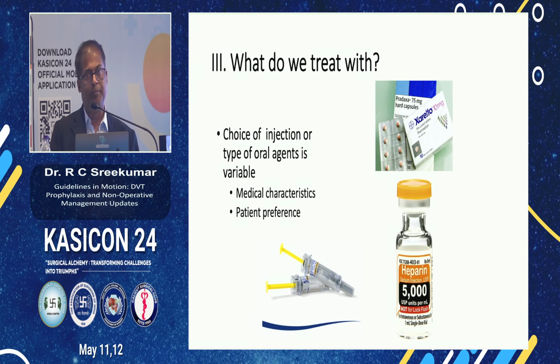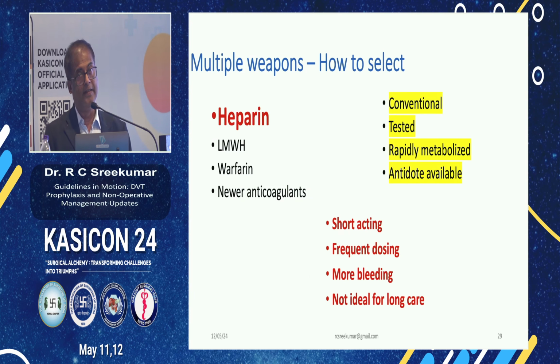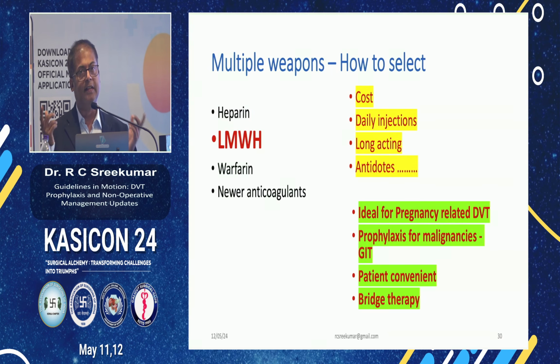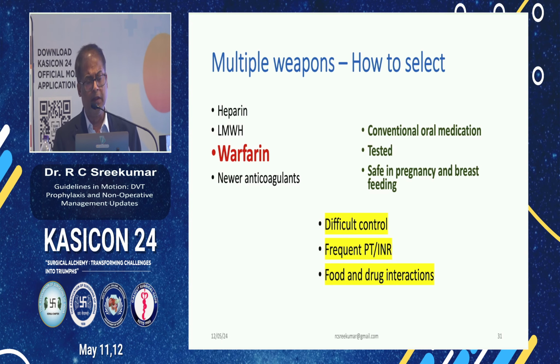Weapons are many. You have medicines, you have injections, you have heparin. Which do you select? Heparin is the classical, conventional drug, which is very well tested. It's a safe drug. An antidote is available, but the only thing is it is very short acting. You need frequent injections, so it may not be adequate for long-term patients. On the other side, low-molecular heparins you can give as once-a-day injections, but it's a little costlier. It is ideal for pregnancy-related DVT, and ideal for prophylaxis of malignancy when it involves the GI tract.